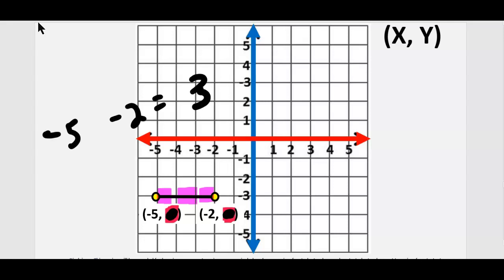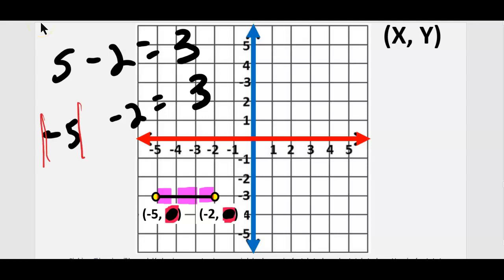Okay, well, I guess we would just do 5 minus 2. And so what are we really doing? Since they're distances, we're saying that this is the absolute value of 5. And we know absolute value is a distance, and distances are always positive. So we're going to make that positive.